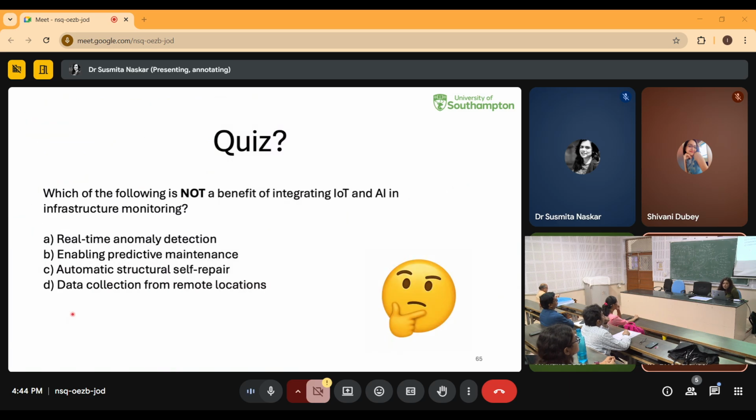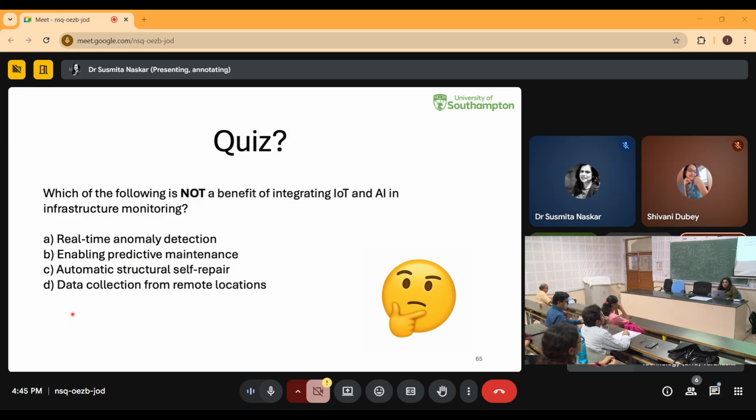Which one of the following is not a benefit of integrating IoT and AI when we think about infrastructure monitoring? C? Why not A or D? Yes, right. So C is the correct answer, because self-repair is definitely not possible.